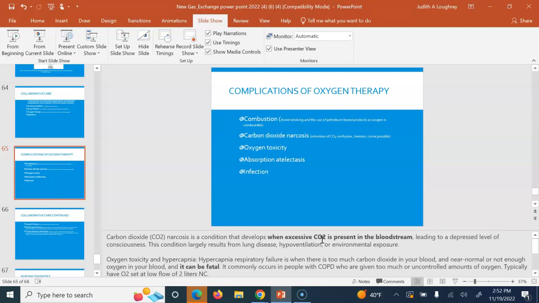Also, a condition called carbon dioxide narcosis is the retention of CO2, which can cause confusion, tremors, and a possibility of coma. Oxygen toxicity and hypercapnia. So basically that's when you are giving too much oxygen. It occurs with people with COPD in particular if you turn the oxygen too high. Typically someone who has COPD is on 2 liters of oxygen, and the theory behind that is twofold.